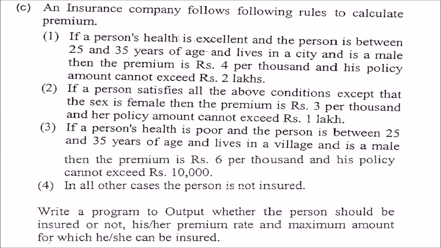There is an insurance company, it follows certain rules. First, if a person's health is excellent and the person is between 25 to 35 years of age and lives in a city and is a male, then the premium is 4 per thousand and his policy amount cannot exceed 2 lakhs. Second is if a person satisfies all these conditions, except that the gender is female, then the premium is rupees 3 per thousand and her policy amount cannot exceed rupees 1 lakh.